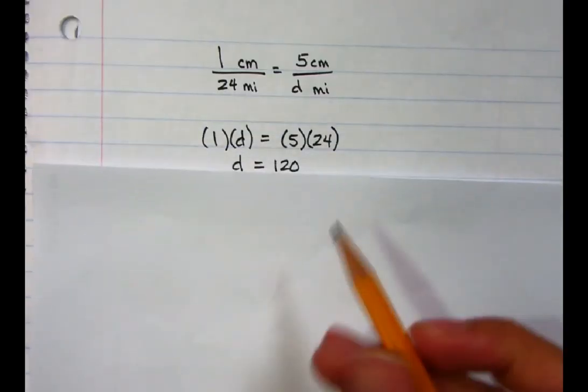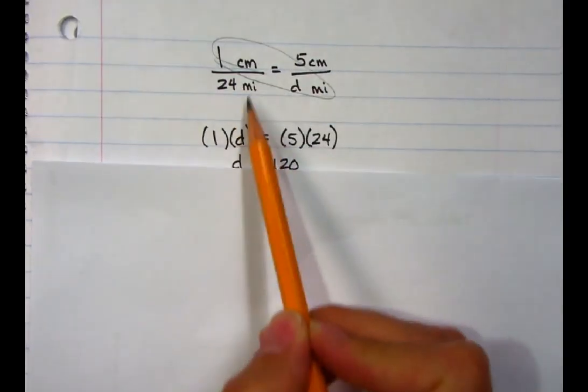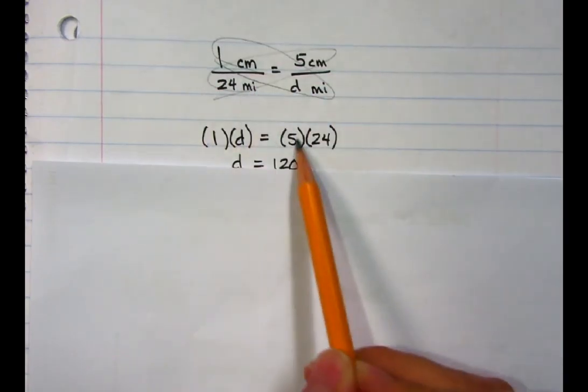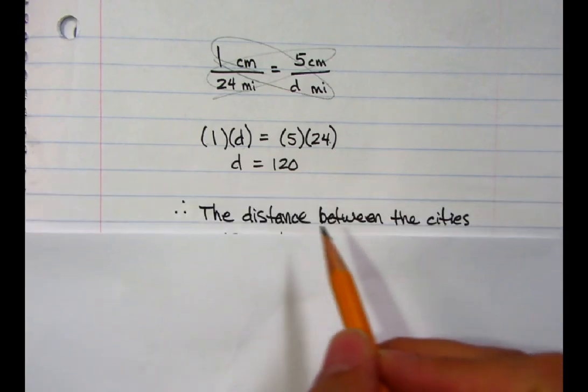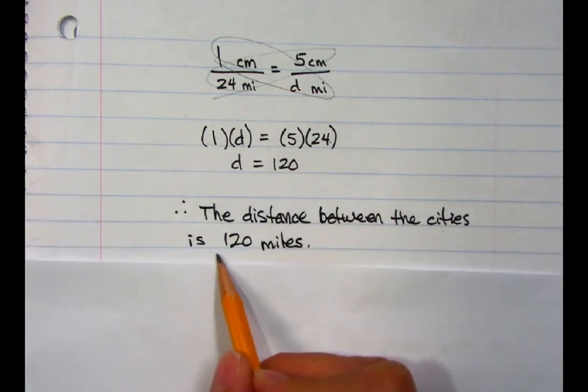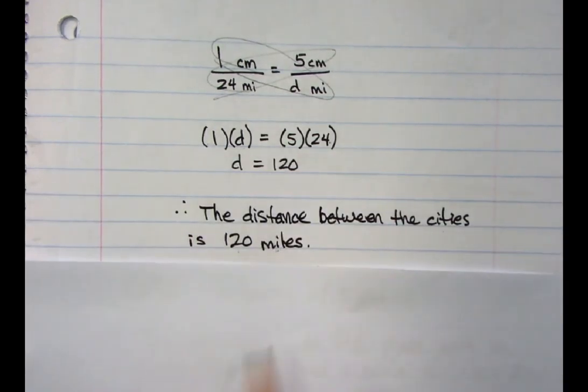So this is my setup, and I just go ahead and cross multiply. 1 times d is equal to 24 times 5, which is what we said was going to happen. And we end up with 120. So therefore, the distance between the two cities is 120 miles, according to the map.